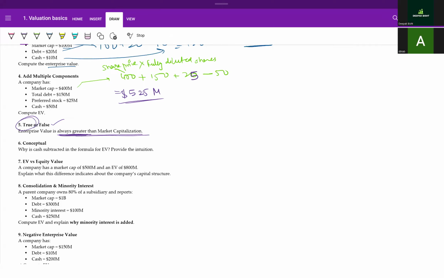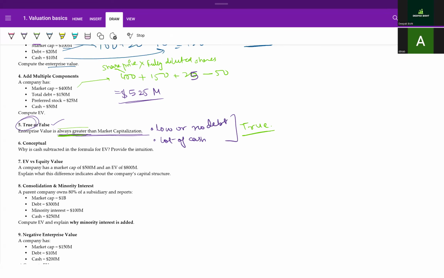So if the company has low or no debt, or it has a lot of cash, in those cases only it will be true. And just remember, anything is possible, but not always. The question is explicitly asking you whether it's always greater than market cap or not. So understand the question first.